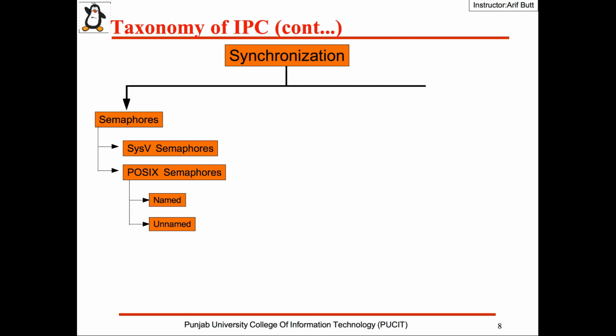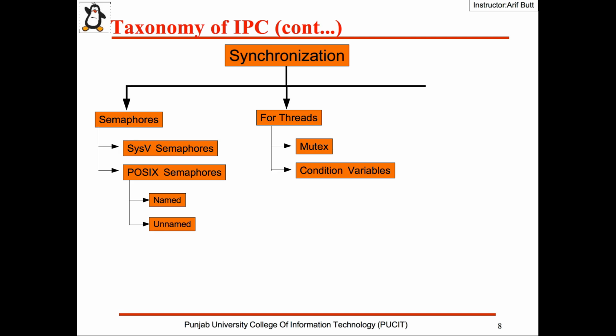The two famous implementations for semaphores are using the System V API and the POSIX API. Well, if we want to synchronize among POSIX threads, we can use mutex and condition variables. And we have discussed in the operating system concept course that mutexes are used for locking, while the condition variables are used for waiting.